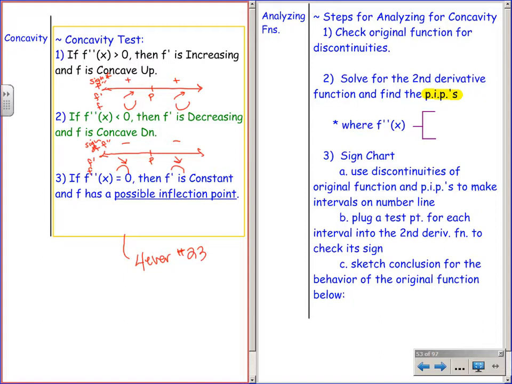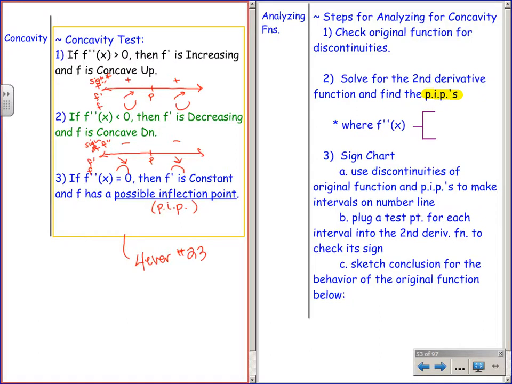And if f double prime is 0, then f prime is constant at that point. If f double prime is equal to 0, f prime is constant at that point, aka f prime isn't increasing or decreasing. And it's possible that f has a possible inflection point.